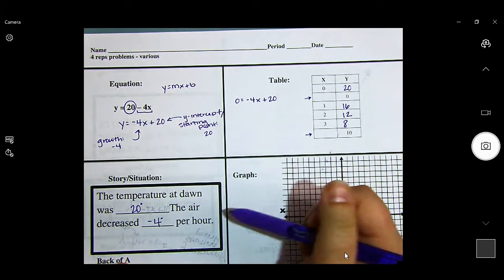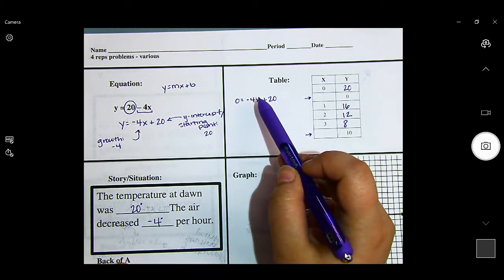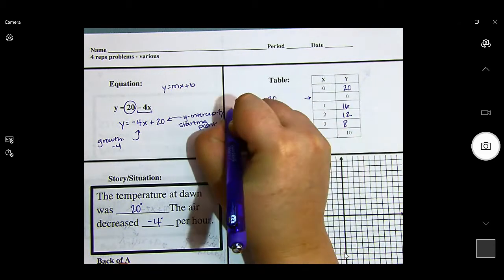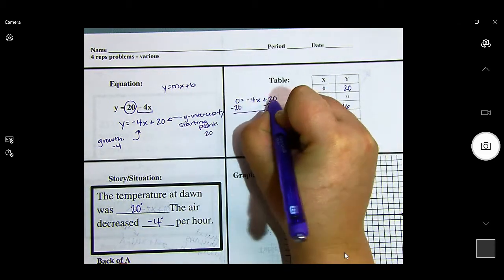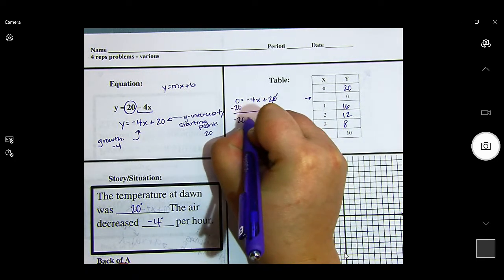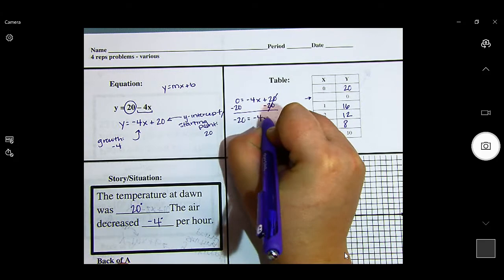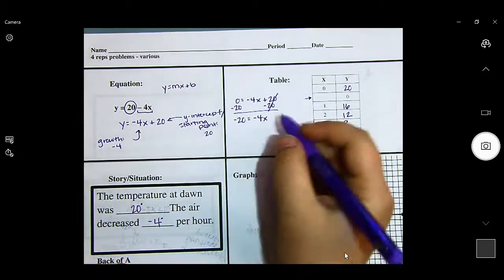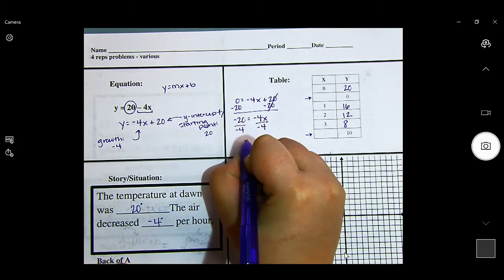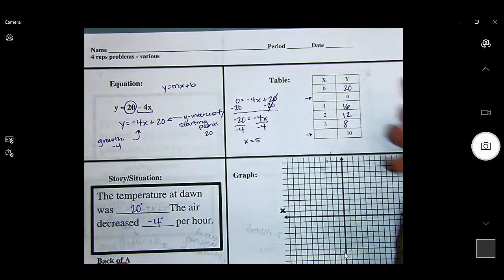Now I just have to solve this. So I've got my x's on one side, but I need to get rid of this plus 20. So I'm going to subtract 20 from both sides. Those cancel out. On the left, I have -20, and on the right, I have -4x. My final step is just to divide both sides by -4, and I get x equals 5. So 5 hours after dawn, the temperature will be 0 degrees.